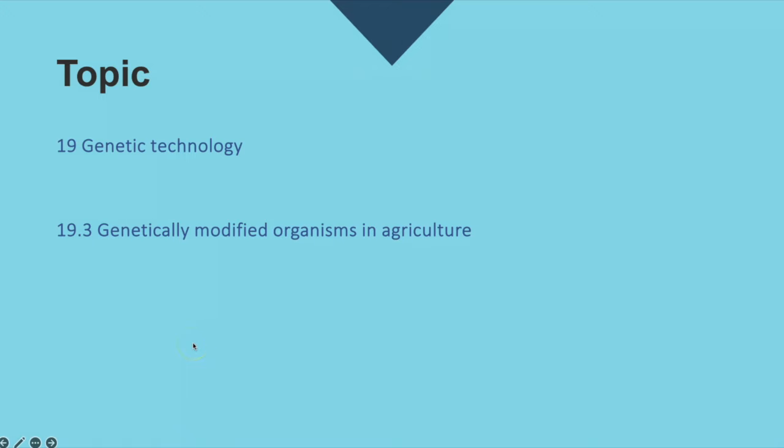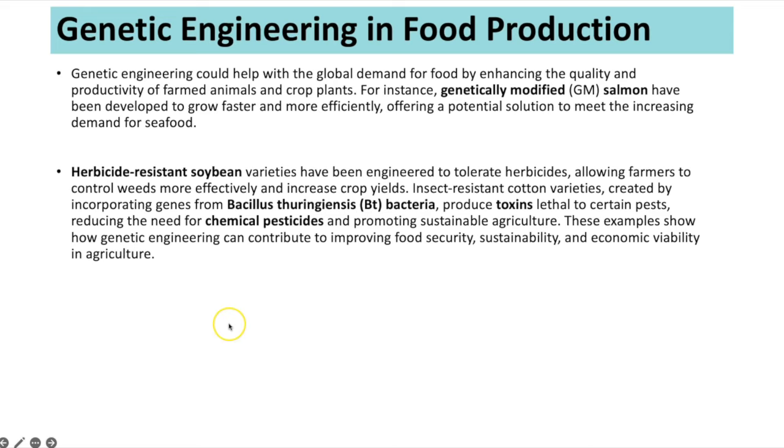And lastly then, it's genetically modified organisms in agriculture. So genetic engineering is one technology that could really help with the global demand for food because we could enhance the quality and productivity of farmed animals and crop plants. So for example, GM salmon have been developed to grow faster and more efficiently, offering a potential solution to meet the increasing demand for seafood.